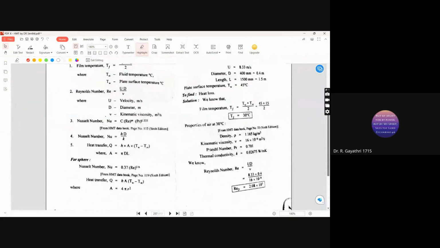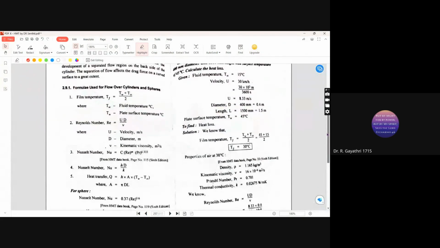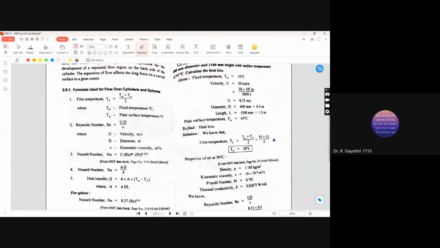We can use our regular approach, that is, start by finding the film temperature T f. T f is equal to (T w plus T infinity) by 2. Wall temperature is 45, fluid temperature is 15 degrees centigrade. So 45 plus 15, 60 by 2, is 30 degrees centigrade.